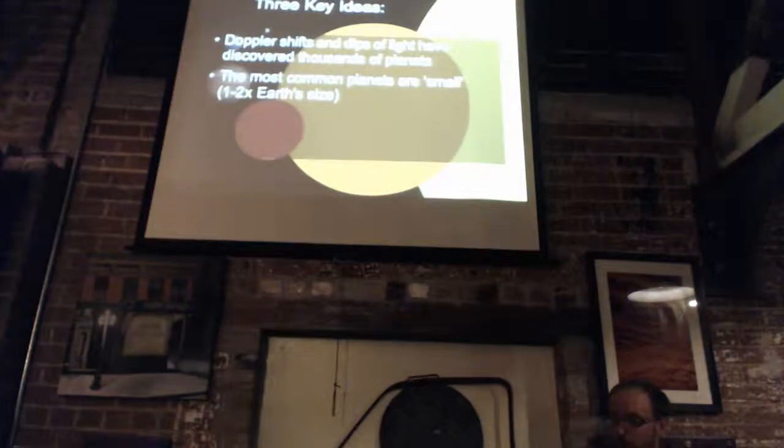So we find these planets from Doppler shifts, and especially from these transits, from these dips in light, and we found thousands of these. And it's revealed for the first time that these small planets are the most common types of planets in the galaxy. So, things we never knew before.